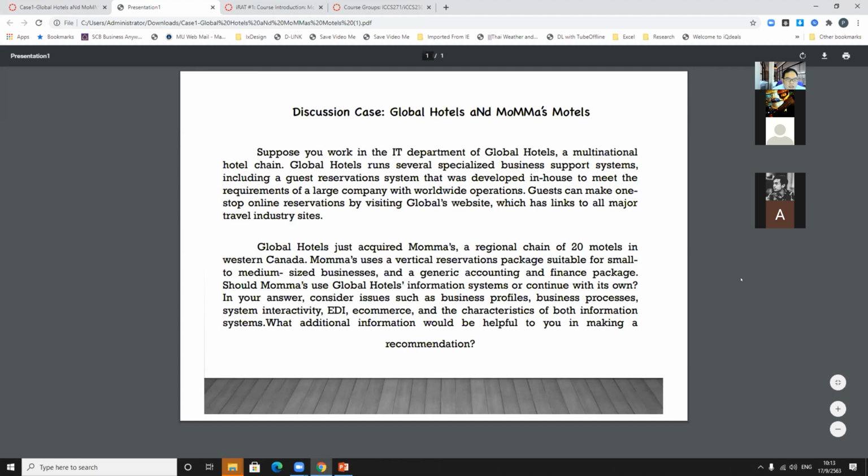Then we move on to the next team, Group 3: James, Pai, and Chiathon. What is your team's idea? What is your team's recommendation?